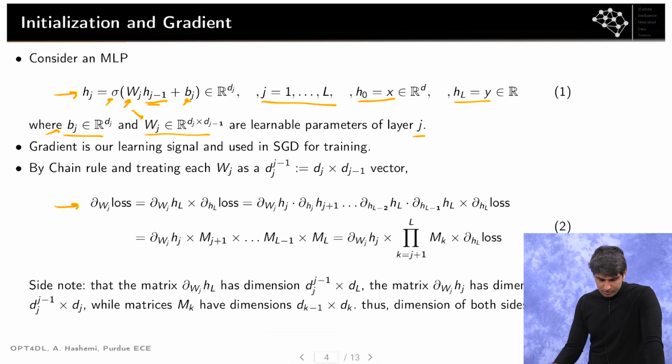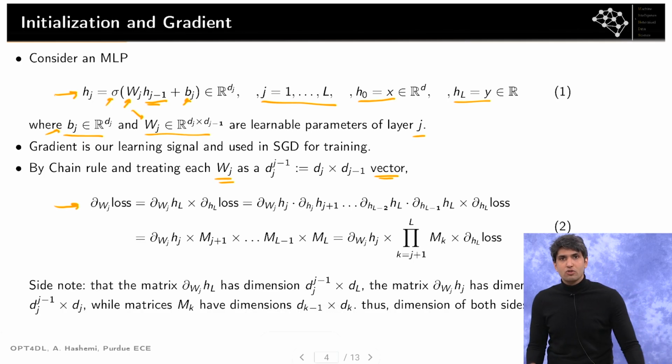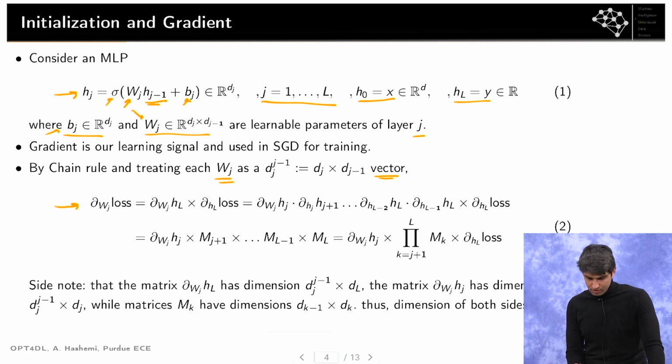Now this could be a little bit complicated because the W's are matrices, so the gradient of a scalar-valued loss function with respect to a matrix is basically a matrix. To make things a little bit simpler, at least for myself, I'm thinking of each W_j as a vector. So I'm vectorizing this matrix, stacking all the columns into a very large column vector, where the size of that column vector is basically d_j times d_{j-1}.